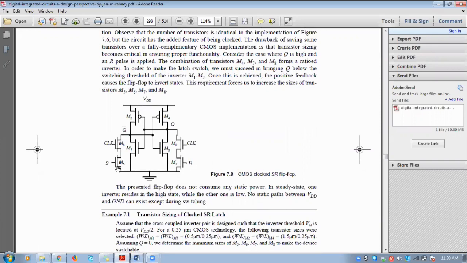So you can omit the S clock and R clock and see the structure. It's just an inverter. Two inverters connected in a cascaded manner. If you see here, the output of this inverter is connected to the input of this inverter, and the output of this inverter is connected to the input of this inverter. So it is actually a cross-coupled connection of inverters.